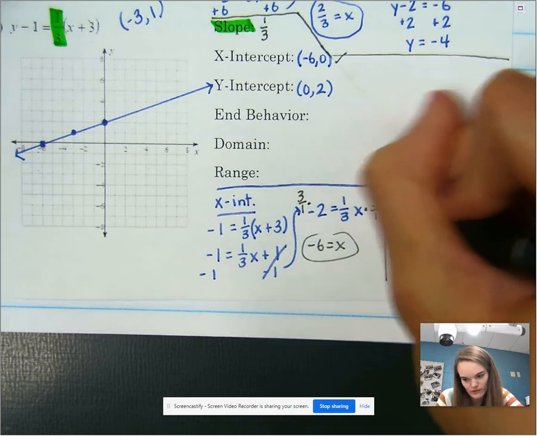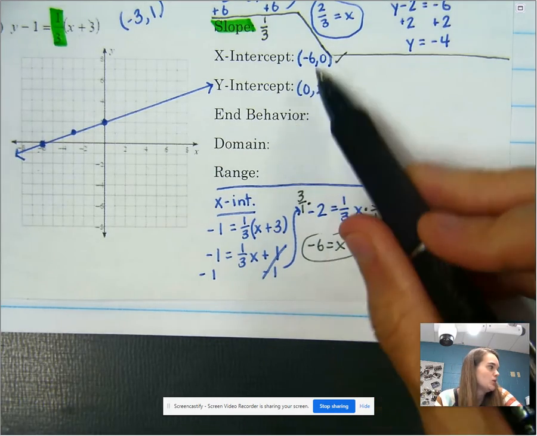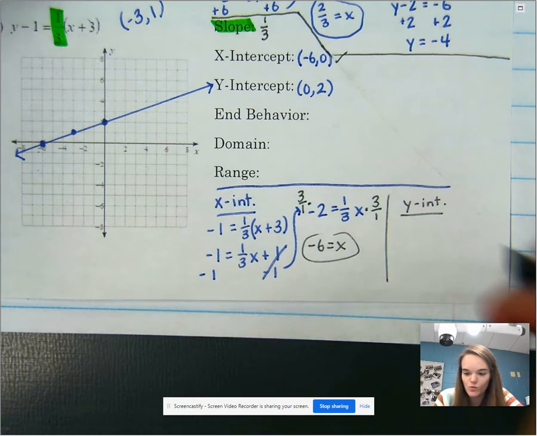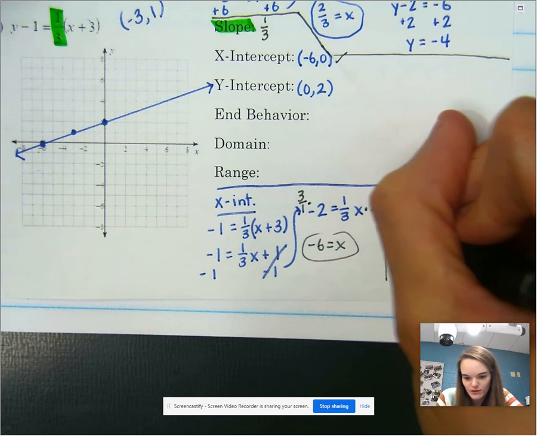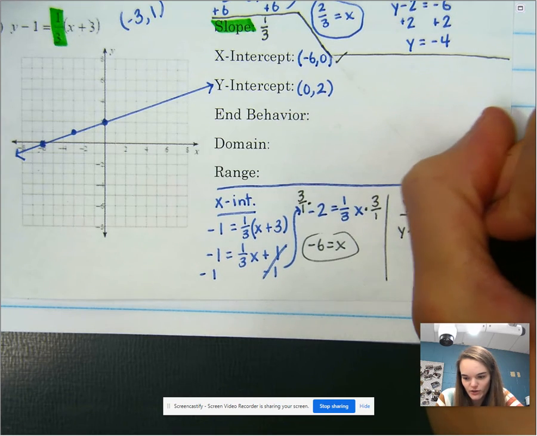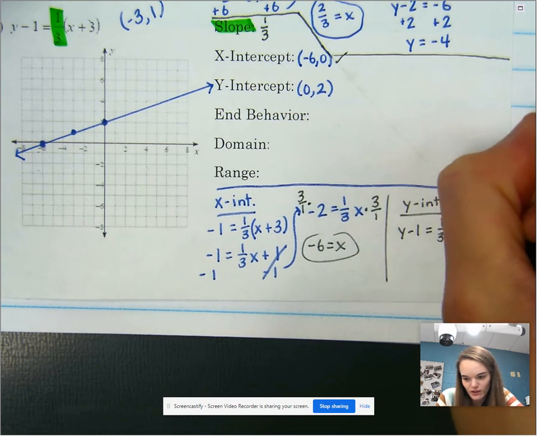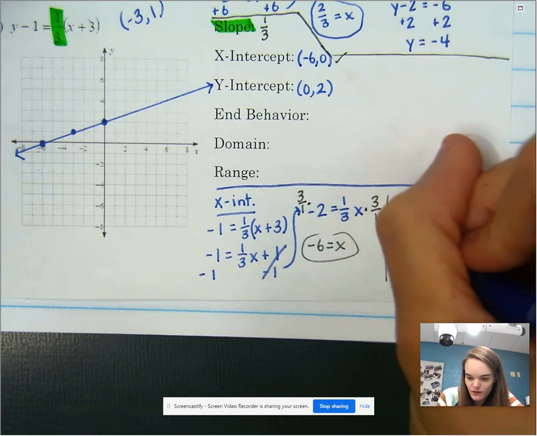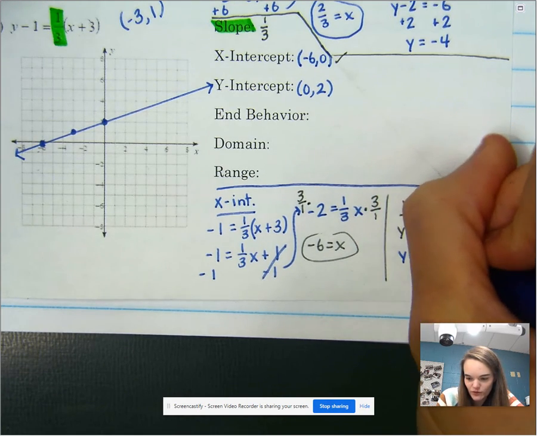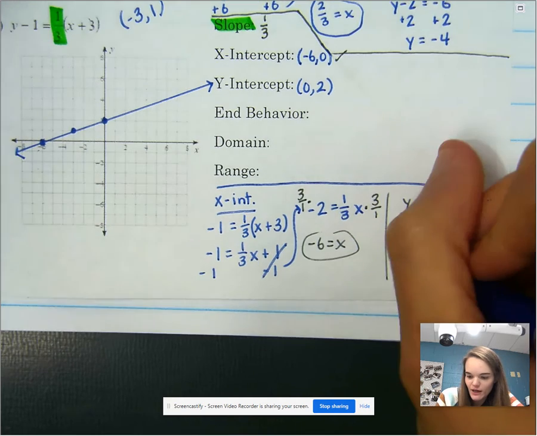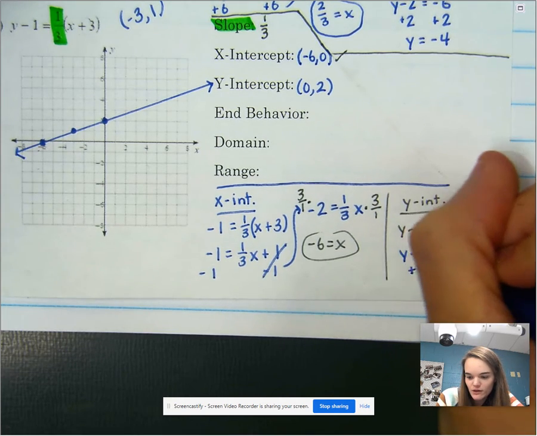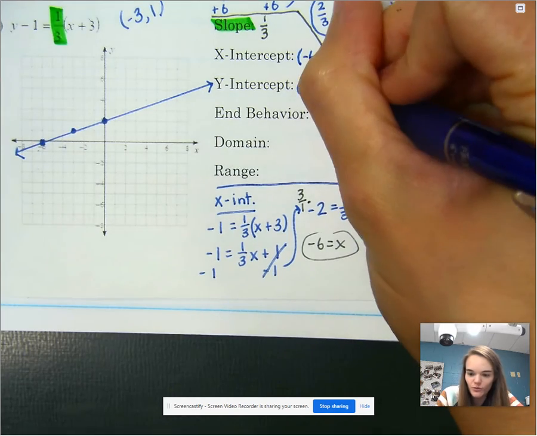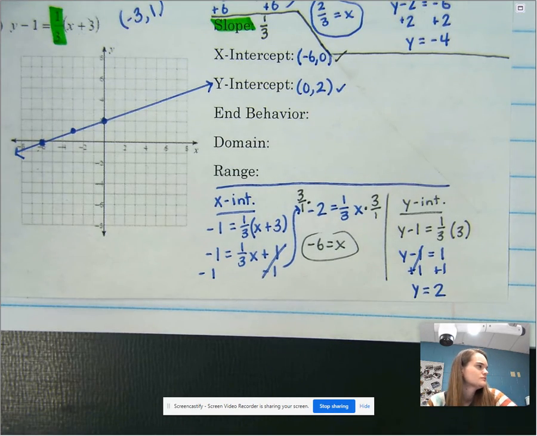Y-intercept. That only works if it's a whole number. If it's not, you don't want to be guessing. All right, y-intercept, y minus 1 equals 1/3 times 3. So y minus 1 equals 1/3 times 3 is 1. Add 1. Y equals 2. That worked as well. It's pretty cool.